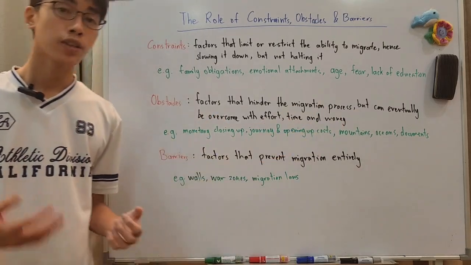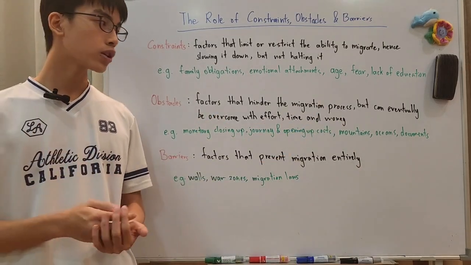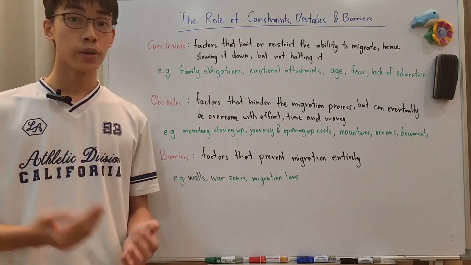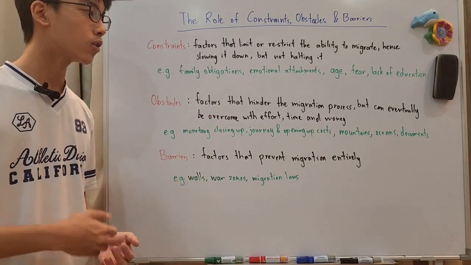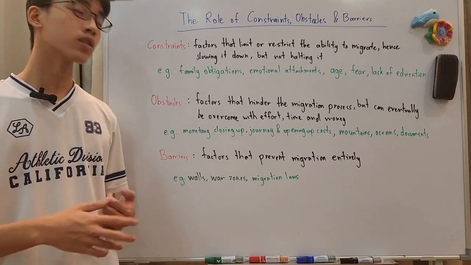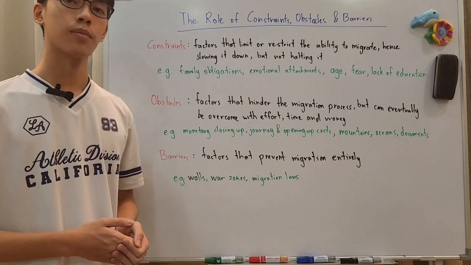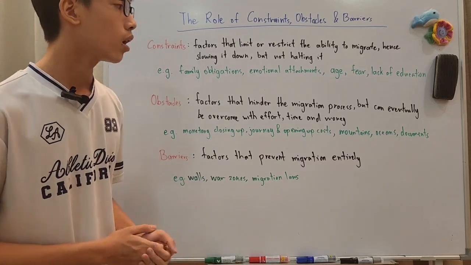Mountains and oceans are physical factors that hinder migration. So maybe you've encountered a mountain range, you've encountered an ocean. How do you get past them? You can, with boats, with just driving around the mountain range or flying over it, but it takes a lot of time and effort and money as well.